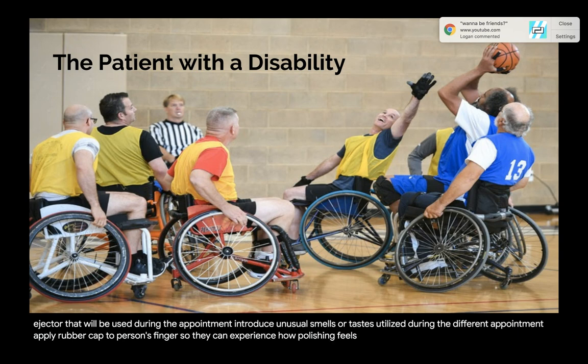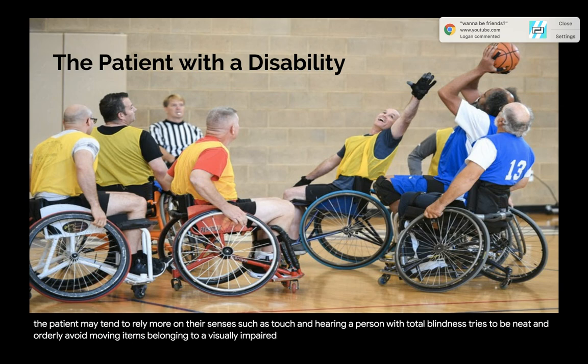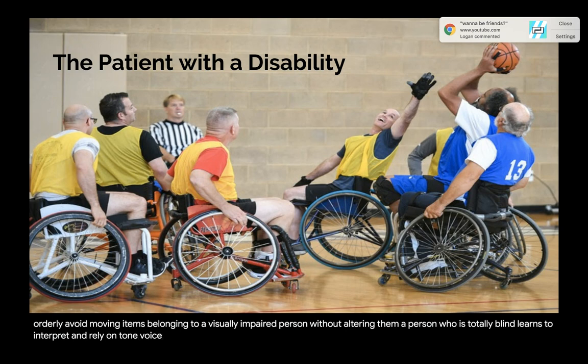A patient with a visual impairment. Because of the visual impairment, the patient may tend to rely more on their senses, such as touch and hearing. A person with total blindness tries to be neat and orderly. Avoid moving items belonging to a visually impaired person without alerting them. A person who is totally blind learns to interpret and rely on tone of voice more than persons with sight, who can watch facial expressions.